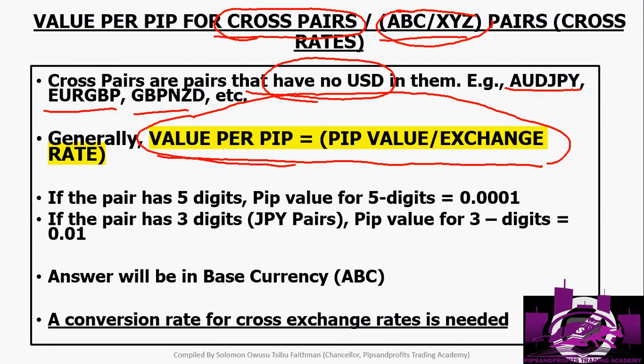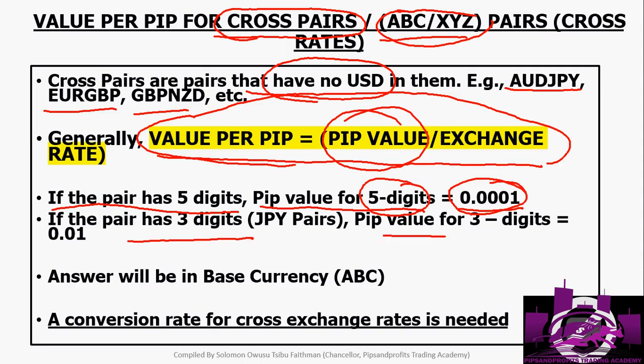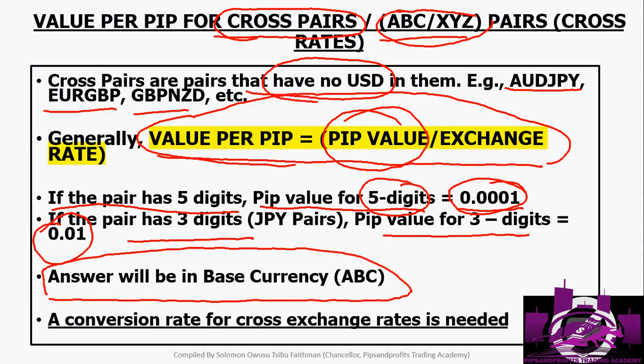If the pair has 5 digits, the pip value for that is this. We have spoken about the pip value. If you want to get your pip value, you have to use your digits. And if the pair has 3 digits, then the pip value is going to be 0.01. The answer is going to be in the base currency. Because the base currency is not your deposit currency, a conversion rate is needed.